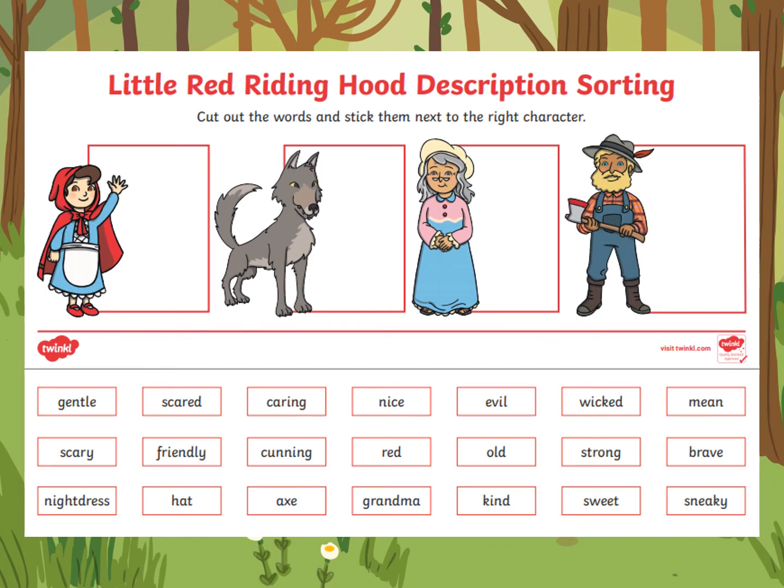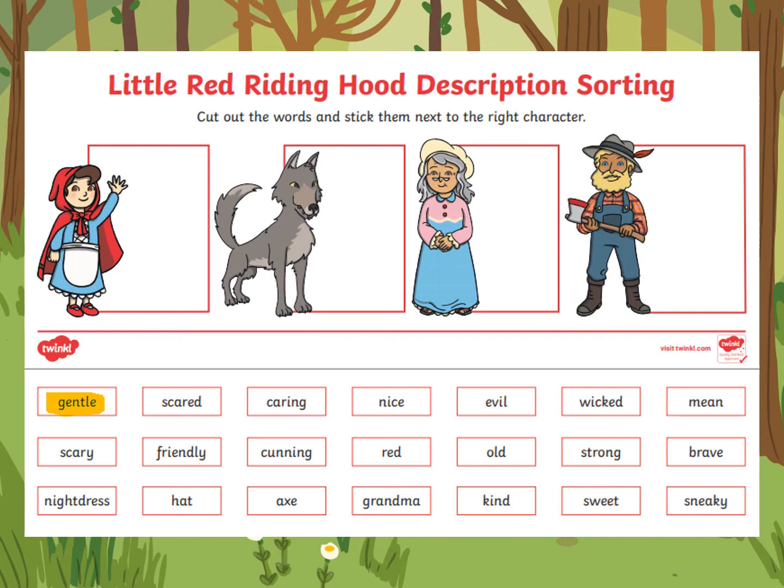So let's do Little Red Riding Hood together. Let's have a look at some of those words and see if we can decide which one we think might describe Little Red Riding Hood. So if I just highlight this one here, this one says the word gentle. Do we think that the word gentle describes Little Red Riding Hood? And if you think the answer is yes, then you would be able to write that next to Little Red Riding Hood. And I think probably the answer would be yes, because she does seem to be quite gentle.